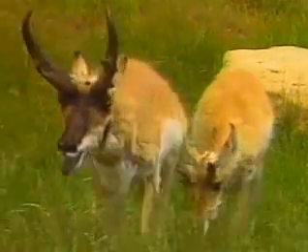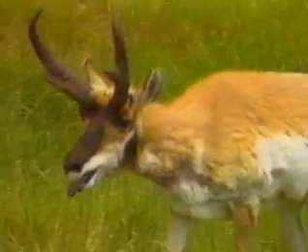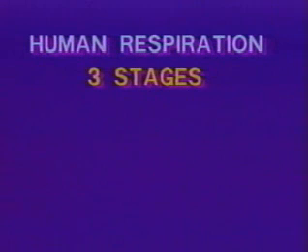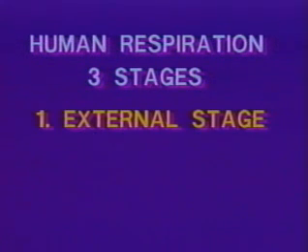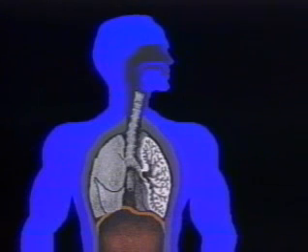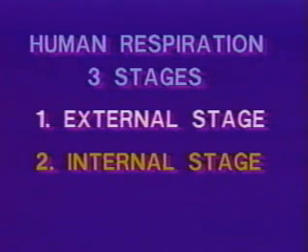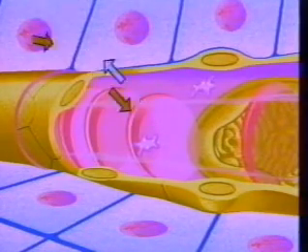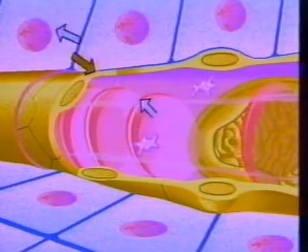Breathing is one stage of the process of respiration. Human respiration can be divided into 3 stages. 1. The external stage. The breathing movements and exchange of gases between the air sacs of the lung and the bloodstream. 2. The internal stage. The exchange of gases between the blood and the body cells.